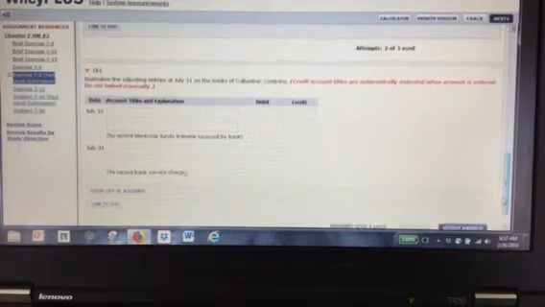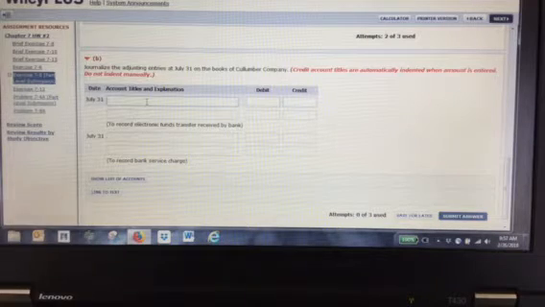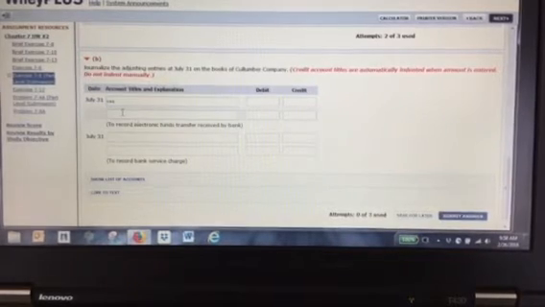Now we're asked in the Part B submission here to journalize the adjusted entries at July 31st in the books of the Cumberland Company. And we want a credit account titles are automatically indented when amount is entered. Do not indent manually. So the first thing that we want to do here is make a note of the cash that we had in. And we want to debit our cash.